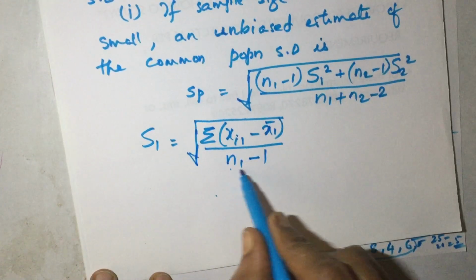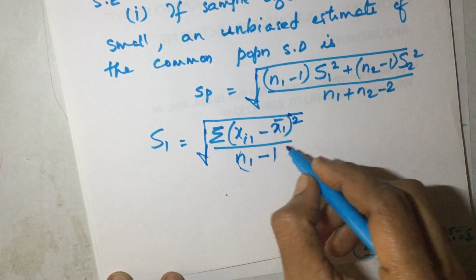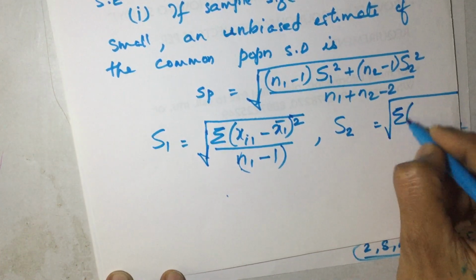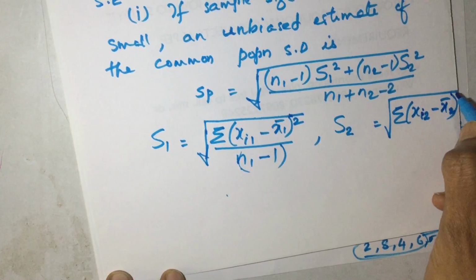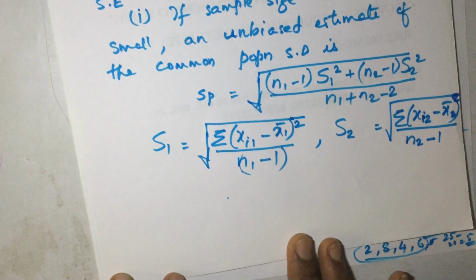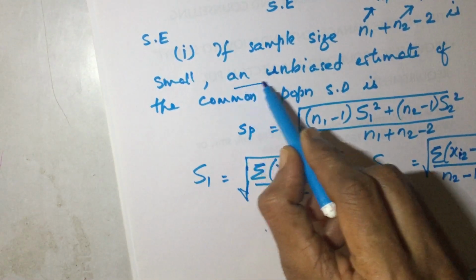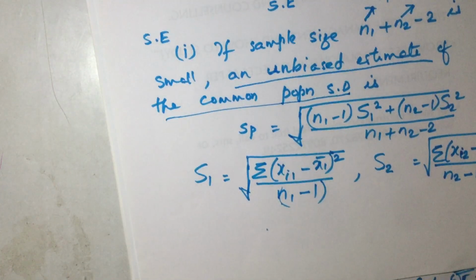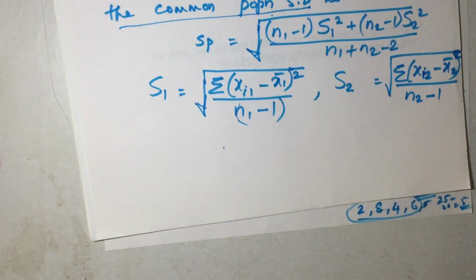So here you consider the degrees of freedom. Okay, so xi1 minus x1 bar upon n1 minus 1, and S2 is given by under root of summation xi2 minus x2 bar the whole square divided by n2 minus 1. Okay, so that is this S1 and S2. This is case 1, means if unbiased estimate of the common population standard deviation is given, then we use this formula.